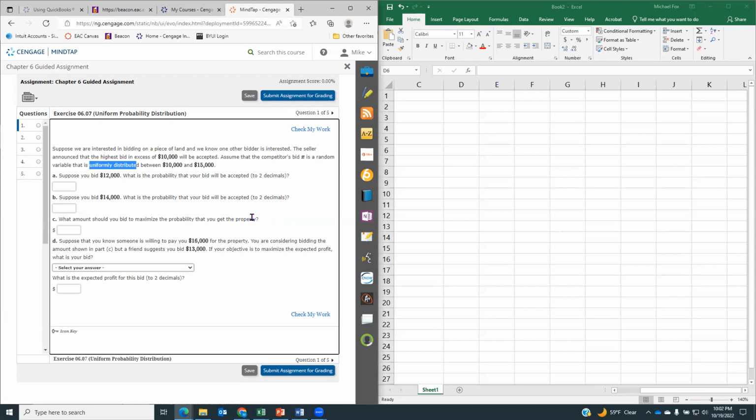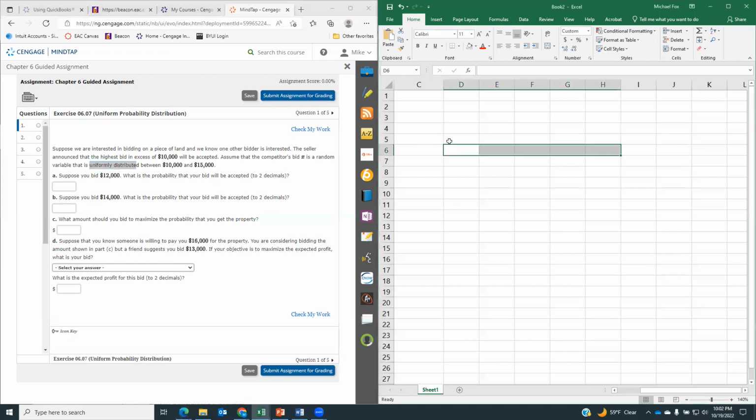Remember that the best clue for a uniform probability distribution is that the variable X will be uniformly distributed, and typically it will say that, between some lower and upper bound, like this says between 10,000 and 15,000. Okay, so it says, suppose you bid $12,000. What is the probability that your bid will be accepted?